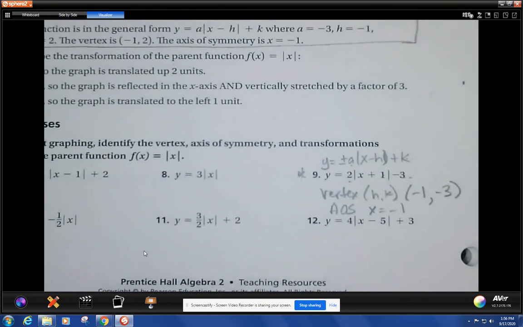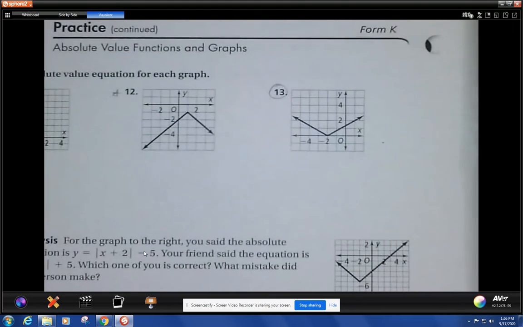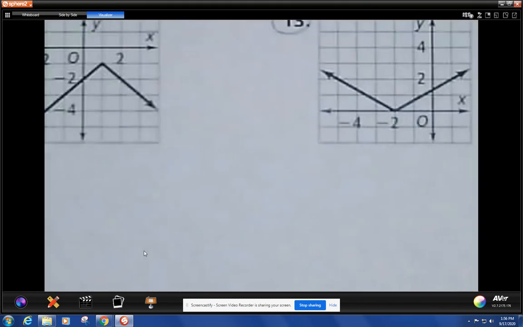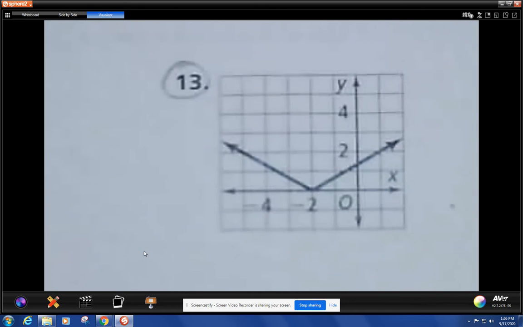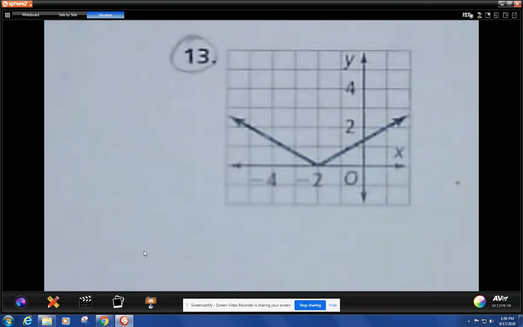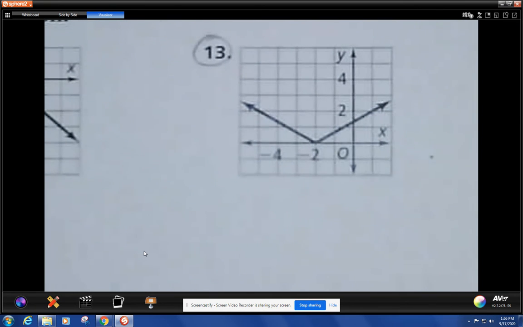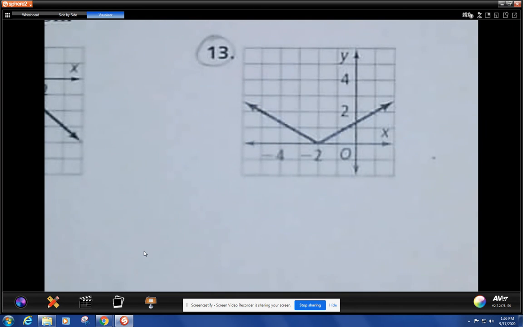Okay. Last but certainly not least, I want to show you the other part of this assignment that you're going to have. What you're going to be given is a graph a lot like this one here. Sorry, that's a little bit out of focus. Let me try to fix that a little. You're going to be given a graph like this, and it's going to ask you to come up with the absolute value equation for this particular graph.